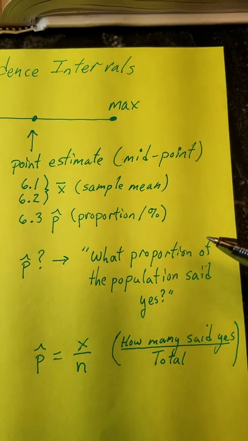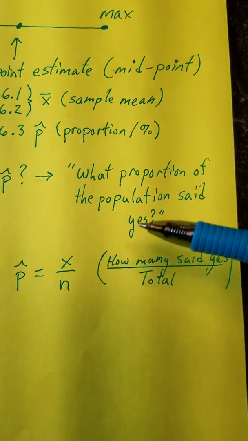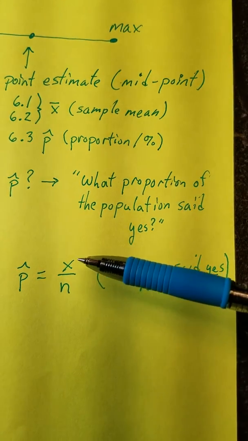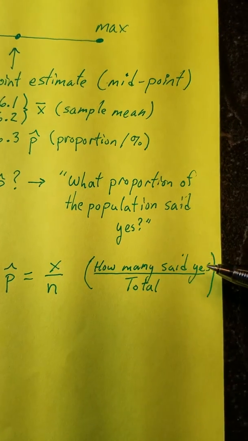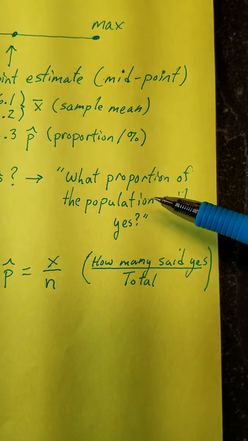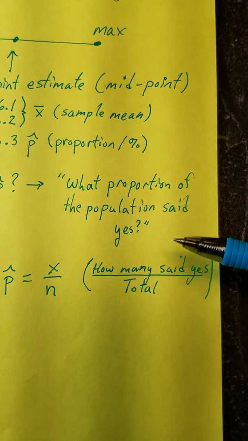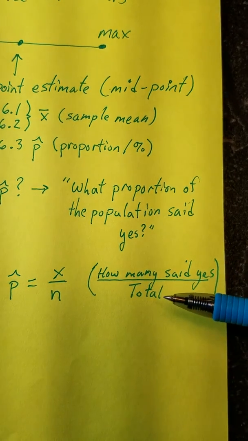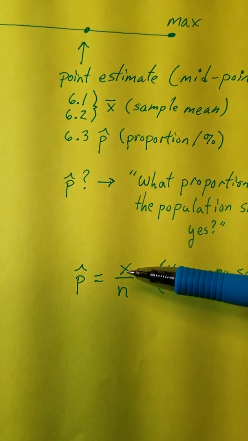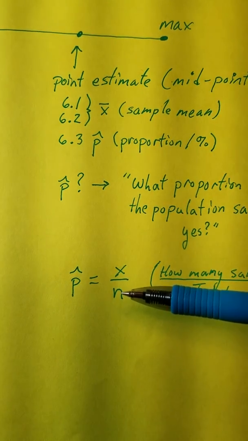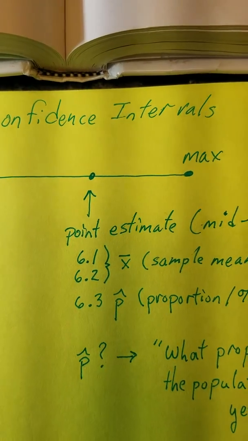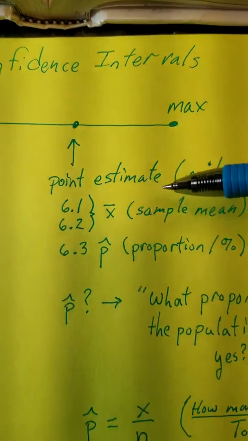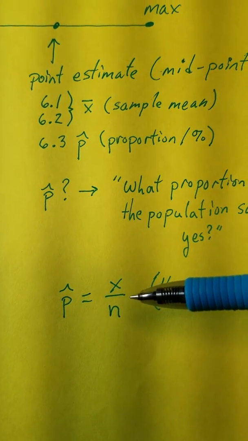Sometimes that's given directly to you. If it's not, then you just use this little formula, which is basically just a percent. You take how many said yes over the total. Let's say 60 out of 100 people said yes. Well, 60 over 100 would be 0.6. So you need this point estimate. Again, sometimes it's just given right to you, and sometimes you have to do a little work to get it, not much.